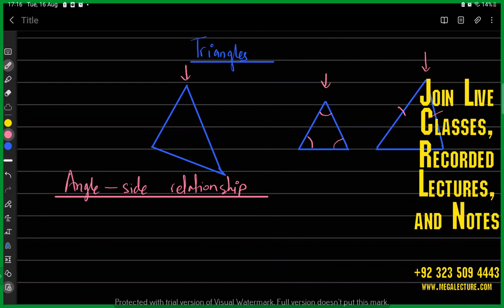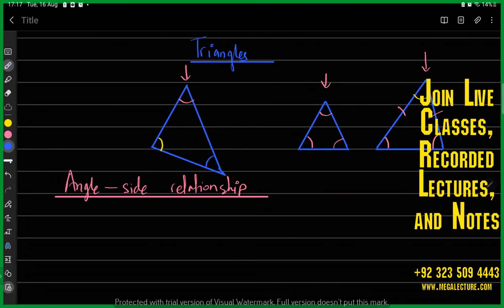Similarly, if I talk about this third triangle that is isosceles, this side and this side, the 2 sides, are equal. So this would mean that this angle and this angle, these two angles, would be equal, and the third angle is going to be different. And if I talk about the first one, the scalene triangle, where all the three sides are different, all the three angles would also be different. So this would be yellow, this would be pink, and this would be blue.